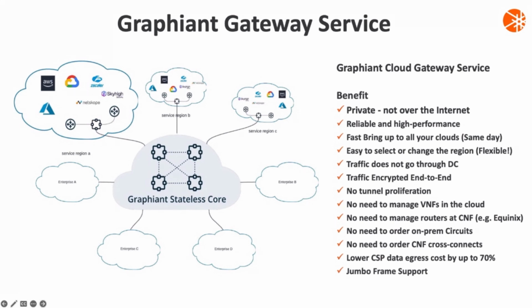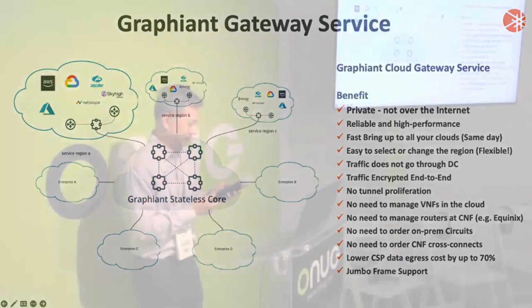All you have to do is connect to the Graphiant core, and then you have this service with jumbo frame support. Okay. All right. That's it. Thank you.